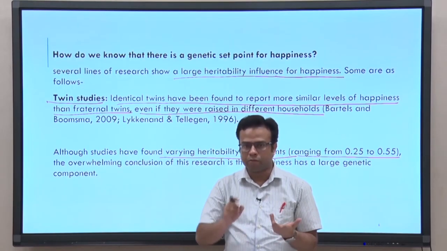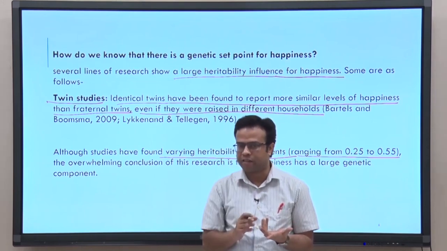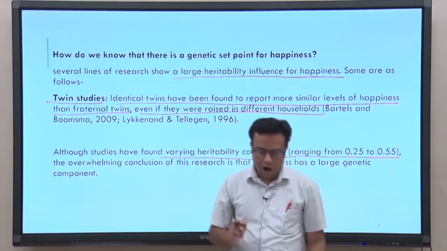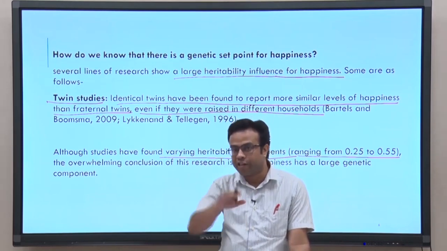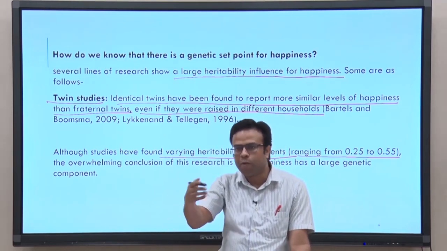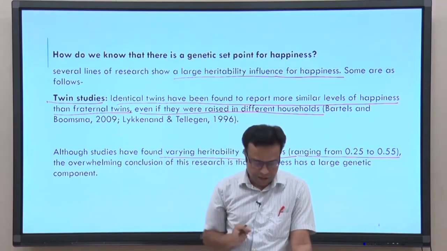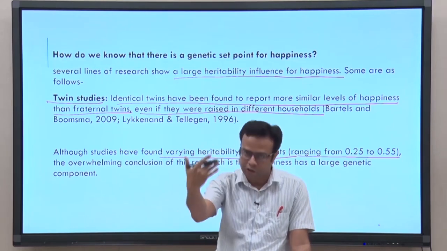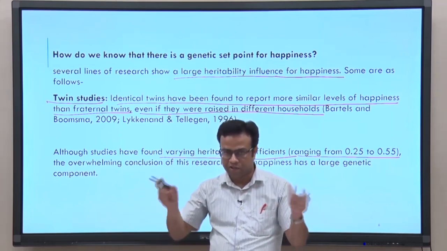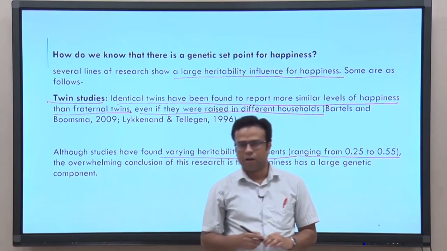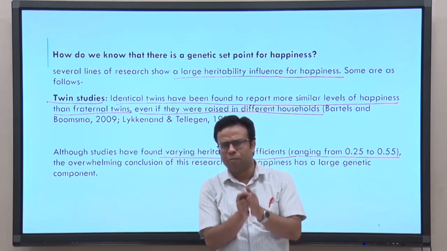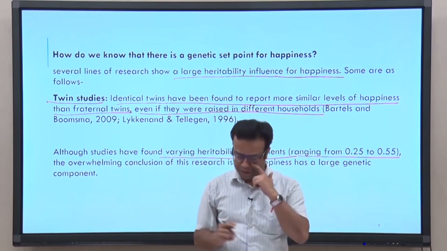The variation of happiness or emotional experiences can be explained by genetic influence. Heritability basically means how much variance of a particular trait in a population can be explained by genetic influence. So, variation of a trait in a population, how much of it is explained by genes, that is the meaning of heritability. Higher heritability means higher influence of the genes. Different studies show different coefficients. Some studies even show up to 80% can be explained by genes in terms of our emotional experience, but generally it is shown as 0.25 to 0.55, somewhere around 50%.